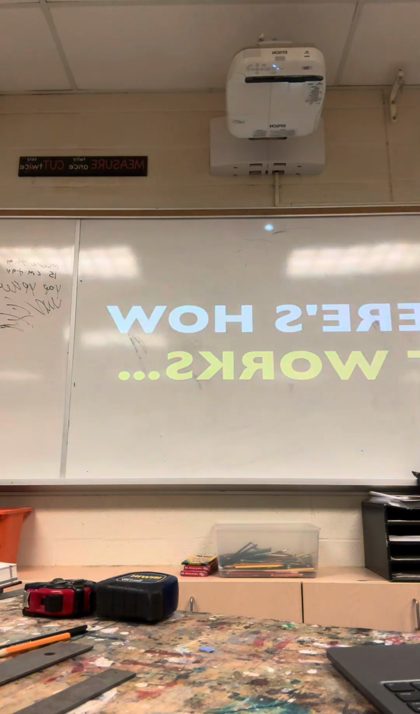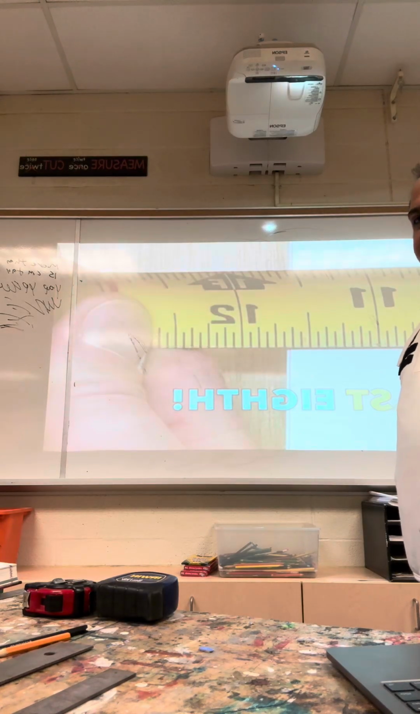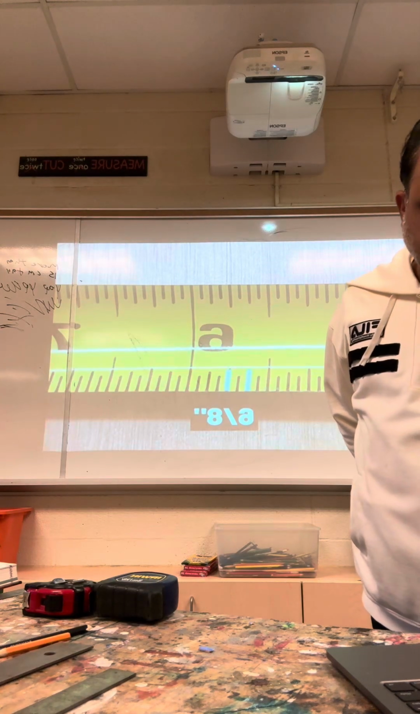Here's how it works. When I pull my measurement and it's a fraction, I immediately look for the last 1/8 inch mark. So the front numbers are 1/8, 2/8, or 3/8. The middle point is 4/8, and the back numbers are 5, 6, and 7/8.